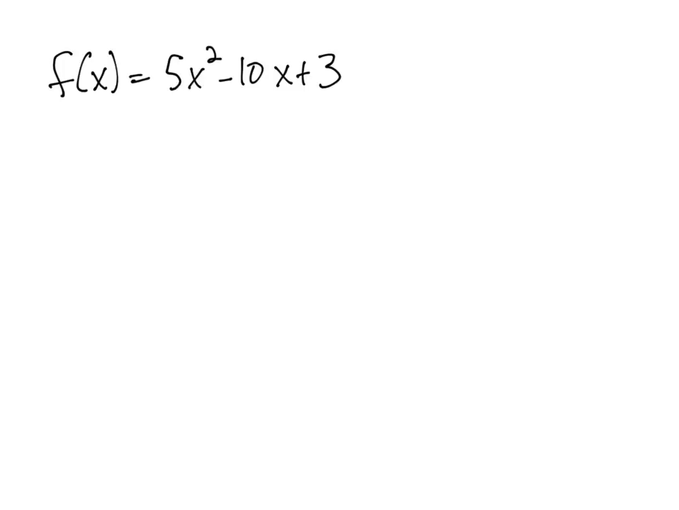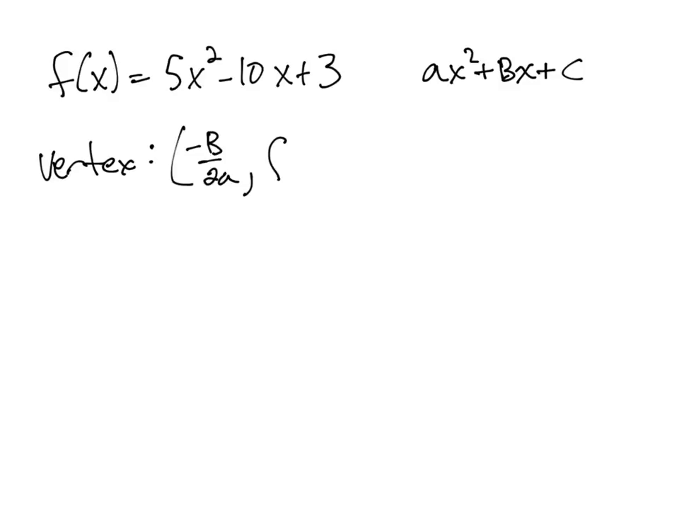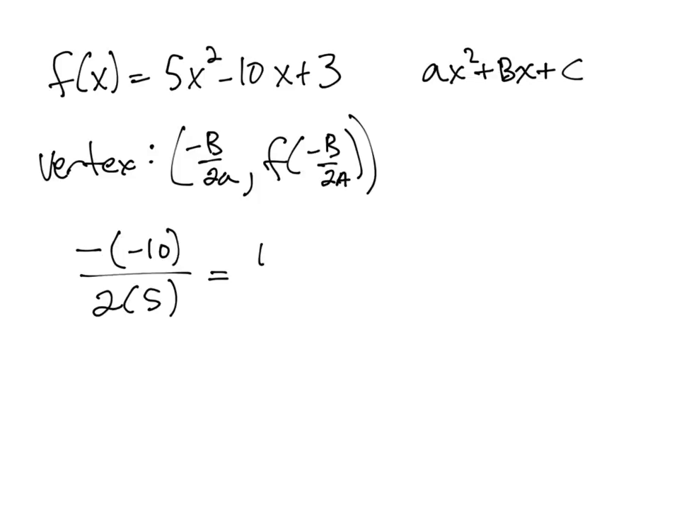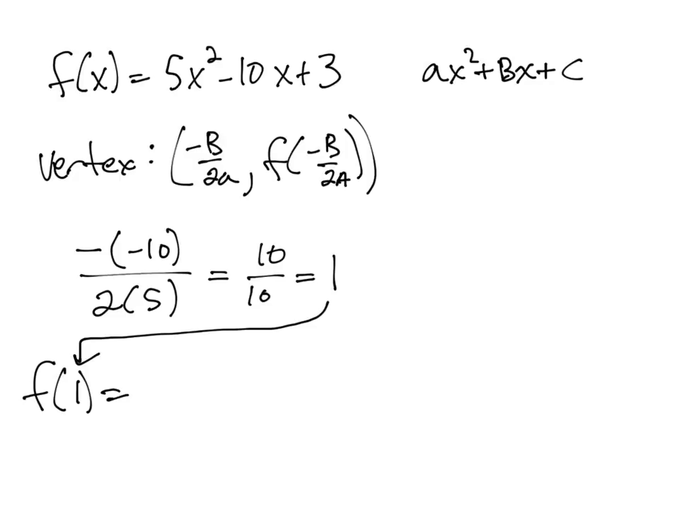So when we are in this form, ax squared plus bx plus c, we call that general form. To find the vertex, we use negative b over 2a, and then f of negative b over 2a. So b here is negative 10, so the opposite of negative 10 over 2 times 5. We get 10 over 10, which is 1. So this is the x value, or the x coordinate, of the vertex. Then we input that value, so that 1 goes into the function, and we evaluate.